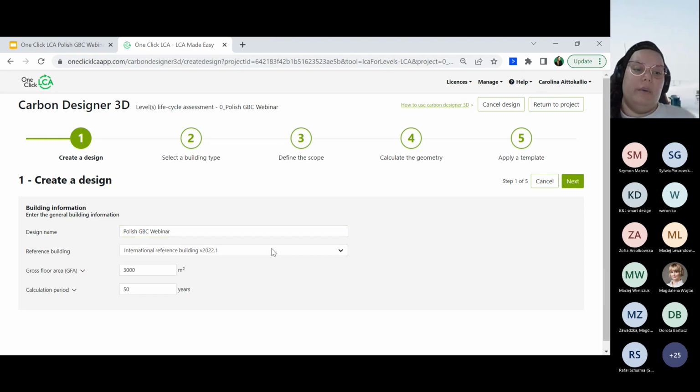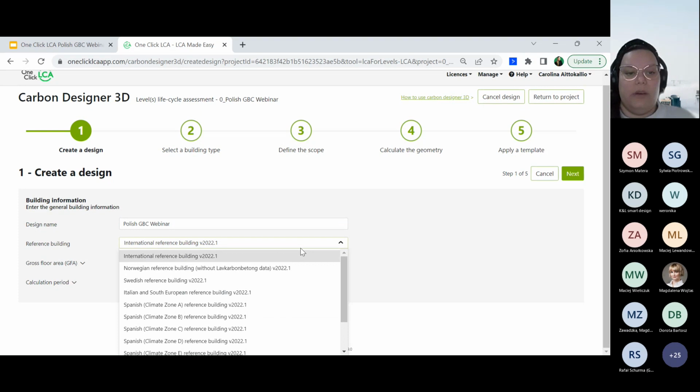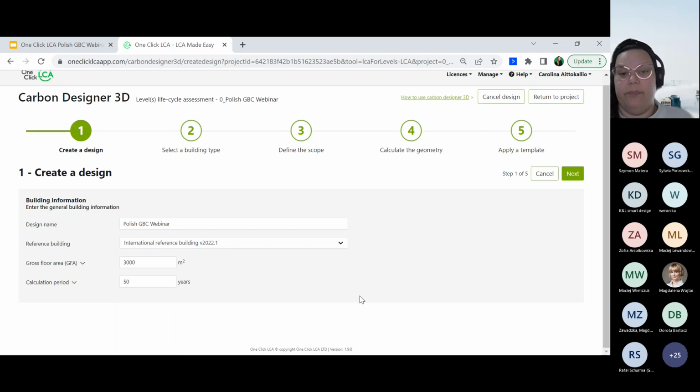And here we have our reference building. So here we have many different options depending on where the building is located. Then we have the gross floor area. So we have here 3,000 square meters, which is the size of the building. When I created this project, I did the input of what would be the size of my building, and I chose 3,000 square meters. And the calculation period, we can add here 60 years.